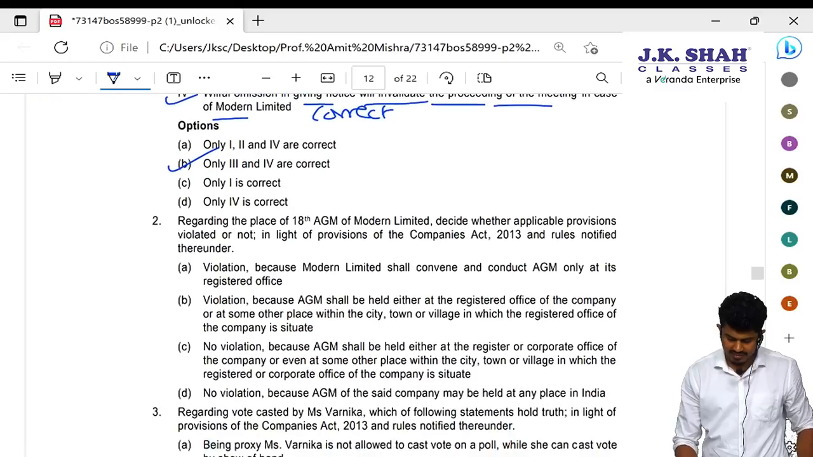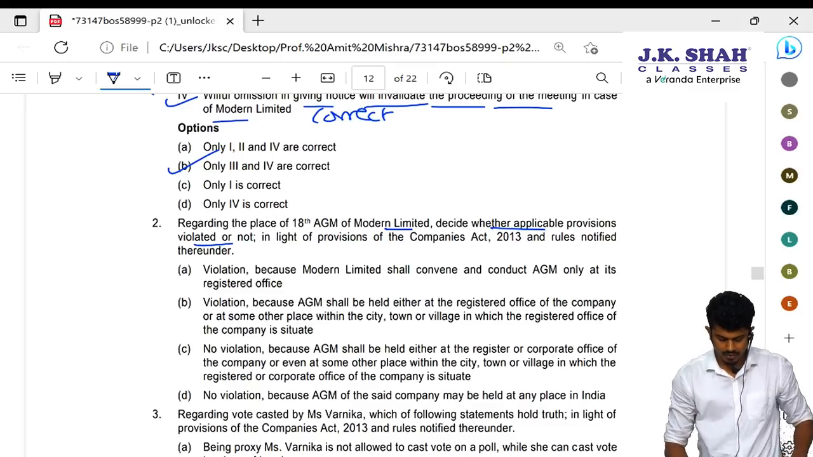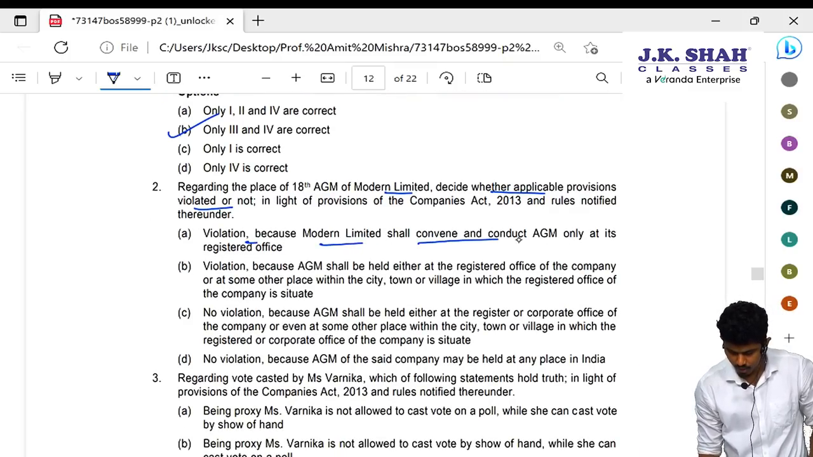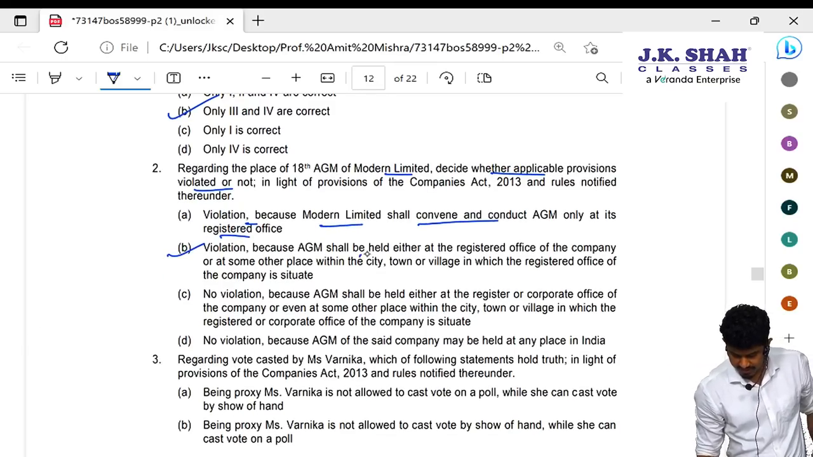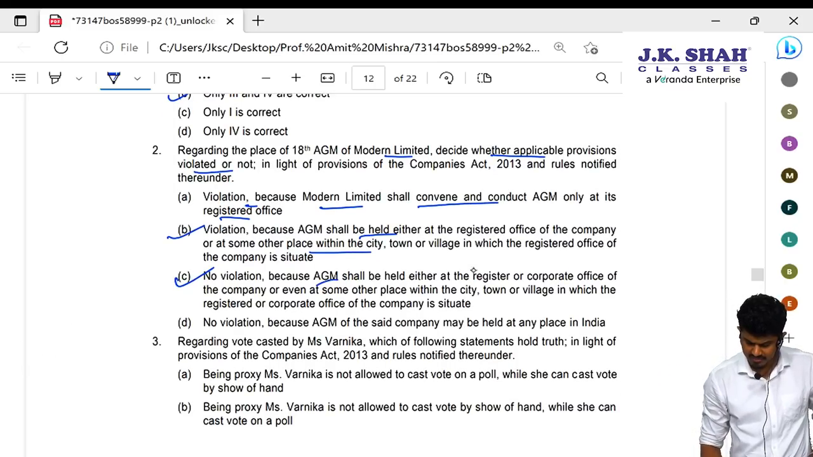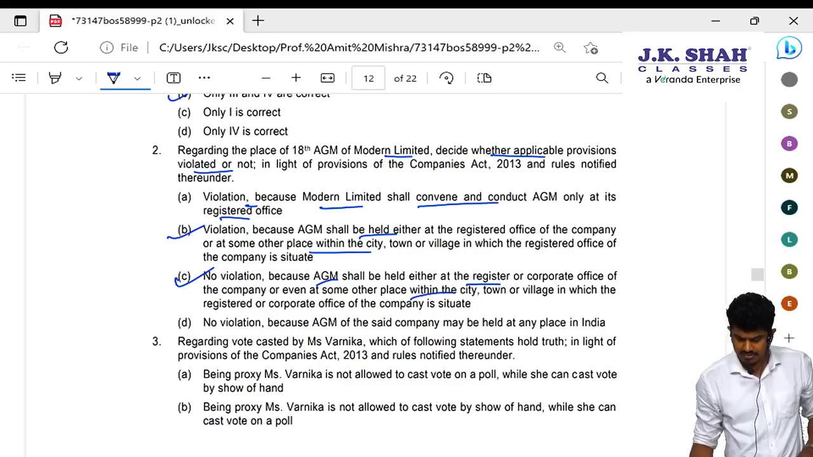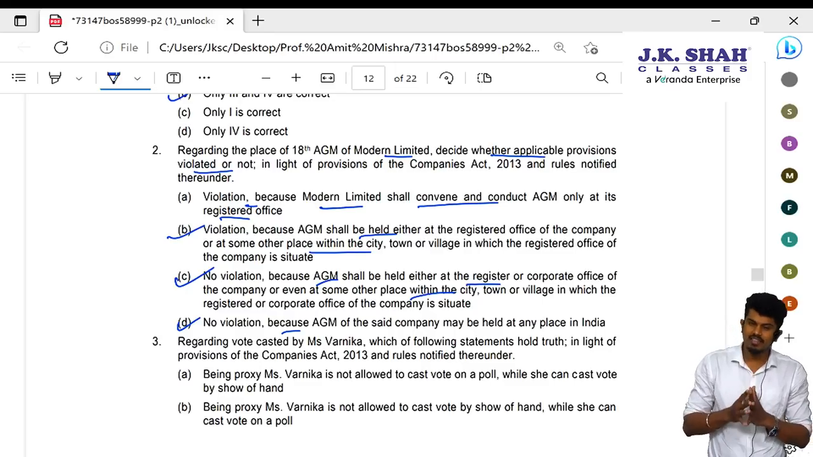Now, second question. Regarding the place of 18th AGM, decide whether the applicable provisions are violated or not. Violation, because Modern Limited shall call and conduct AGM only at its registered office. Second option is violation because AGM shall be held at registered office or some other place within the same city, town or village. No violation because AGM can be held in registered office or corporate office or within the same city, town or village. Or no violation because AGM of the said company may be held at any place in India.